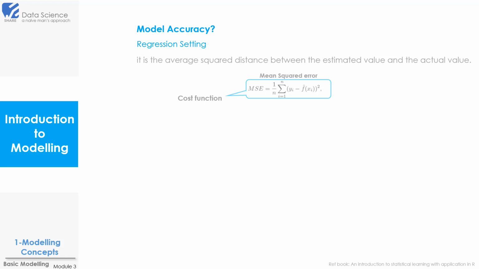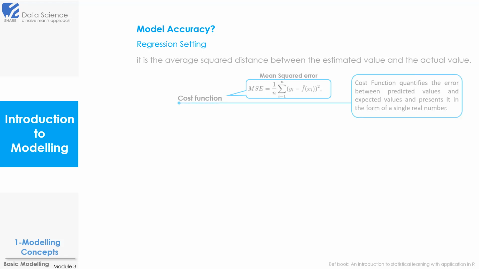MSE stands for mean squared error, and this is called as cost function in regression setting. We will use cost function everywhere in the modeling process. The purpose of cost function is to measure the performance of a machine learning model for a given data. So cost function quantifies the error between predicted values and the expected values and presents it in a form of a single real number so that it makes more sense to us and we can get a better idea of error.